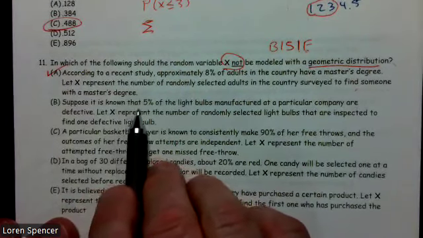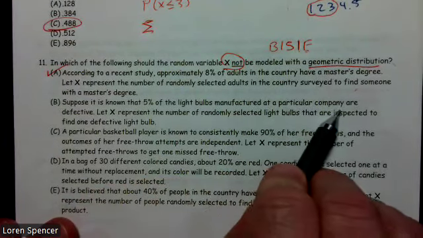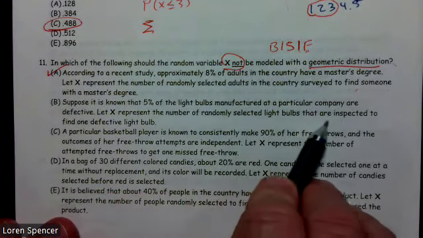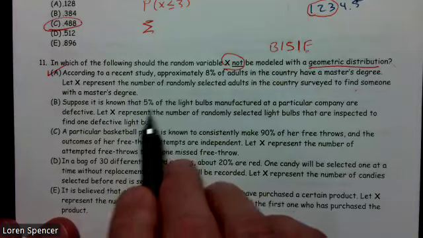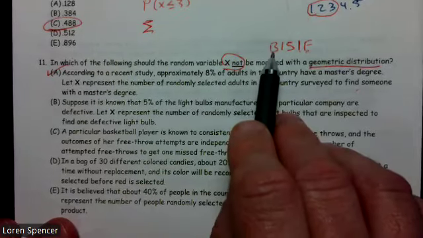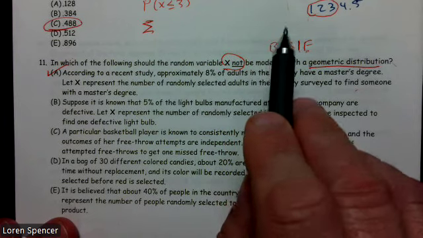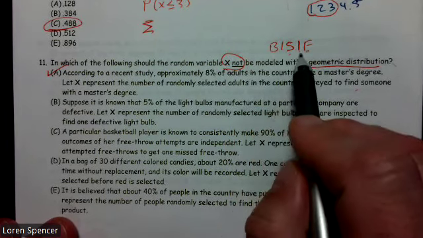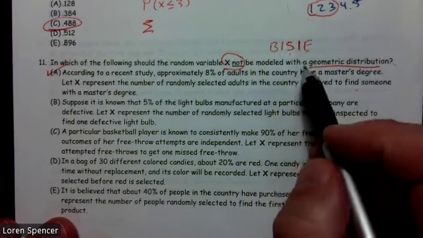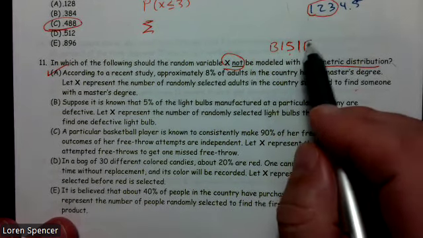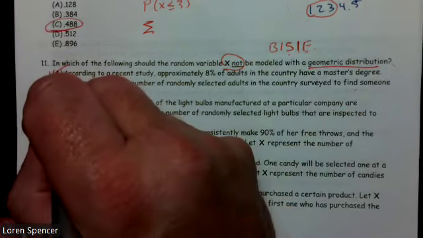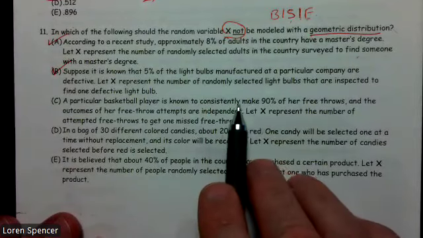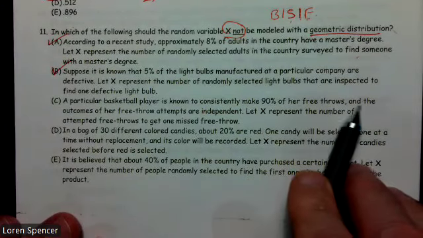Suppose it's known that 5% of the light bulbs manufactured at a particular company are defective. Let X represent the number of randomly selected light bulbs that are inspected to find the first one. Gosh, we still have a binary. It's defective or not. They're independent. Probabilities don't change. The success is the same. We start at one and we're going to find the first success. Not it.